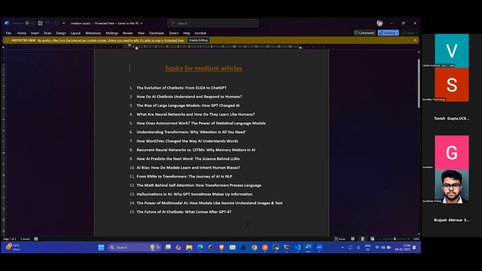So each of you has to choose a topic from here and write an article about that. Please refer to the research papers that were written, and I'll highlight this particular topic. Not everyone has to choose this, but I'll highlight it: understanding transformers, why attention is all you need. This is the first research paper, Attention Is All You Need, that actually got us the transformers libraries.